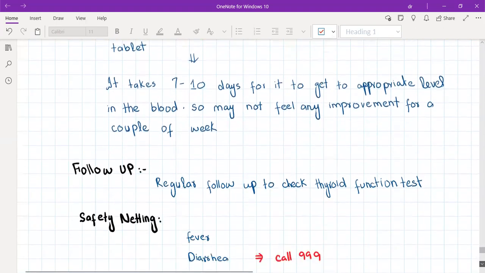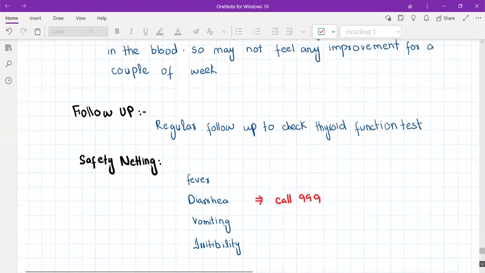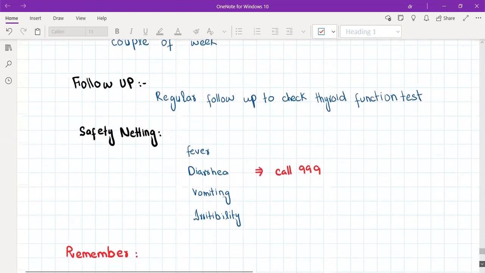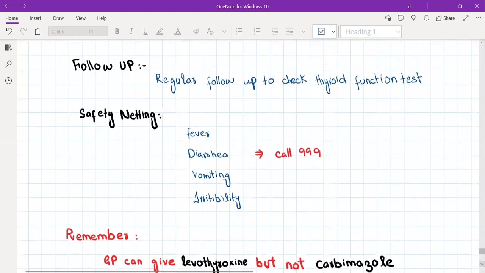Follow-up, we need to do regular follow-up with the GP so that the GP regularly does your thyroid function test and adjusts medication according to that. Here we are replacing the levothyroxine. So again, we will safety net the patient for thyroid storm. If the patient takes more than the normal dose, then they may experience thyroid storm. So we'll safety net them, and that if you experience any rising body temperature, diarrhea, vomiting, or irritability, then please call 999 or come to the emergency department.